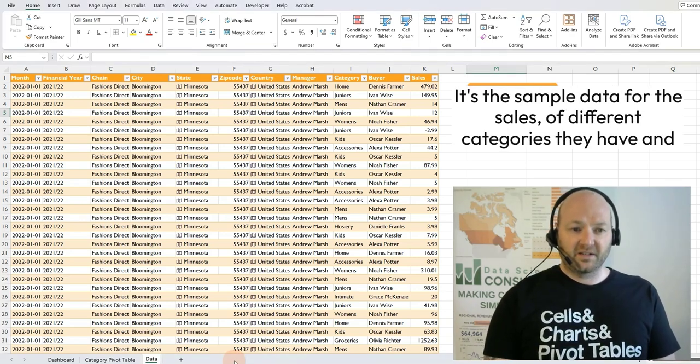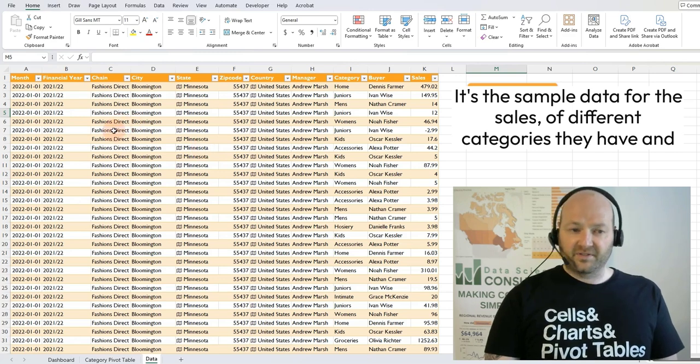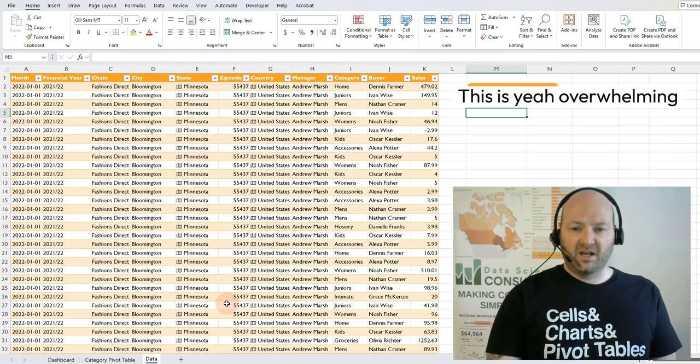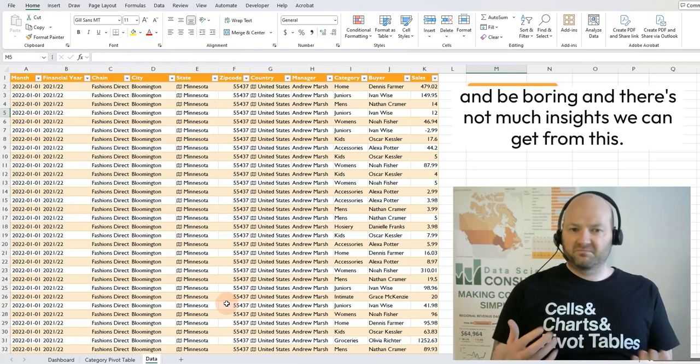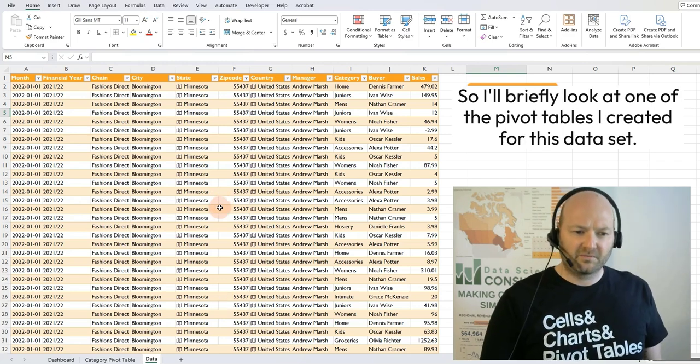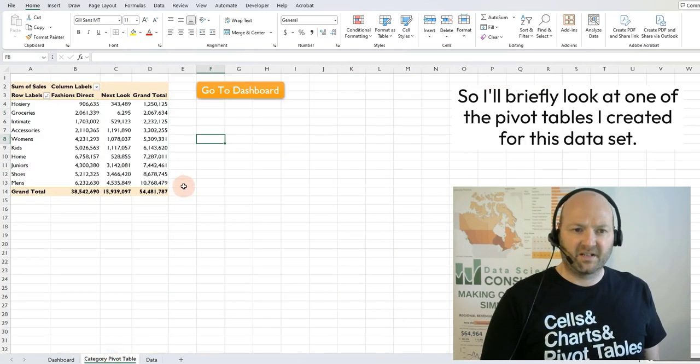This is the sample data for the sales, different categories they have, and these cities and managers and things like that. This is overwhelming and boring, and there's not much insight we can get from this. So most companies will turn this into what's called pivot tables. We'll briefly look at one of the pivot tables I created for this data set.